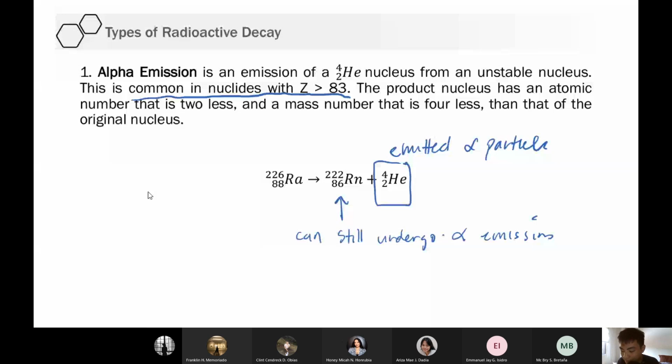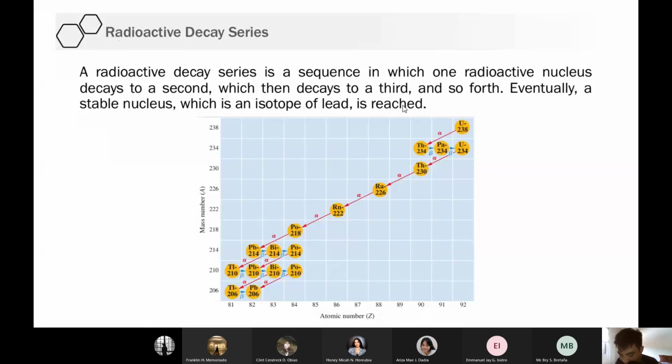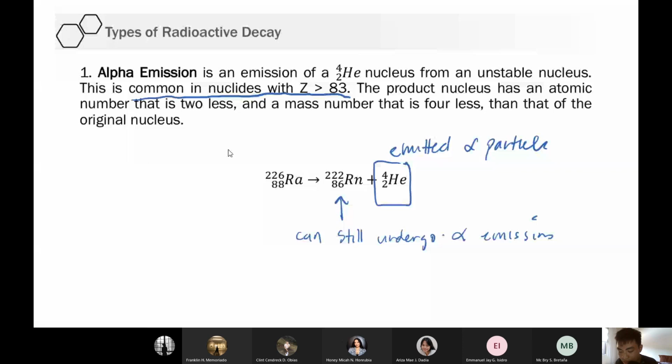Okay? So ganun. Okay, so for example, let's look at this graph. So at this graph, radioactive decay series, mapansin mo, ito yung 83. Pag greater than 83, what happens? Puro alpha emission yung nangyayari. So alpha emission, alpha emission, alpha emission. Okay, so pag greater than 83, the common mode of radioactive decay is alpha emission. Okay, puro alpha emission until pumasok siya sa 83. Okay, pag hindi pa siya 83, alpha pa rin. Okay, so yan. So this alpha emission.